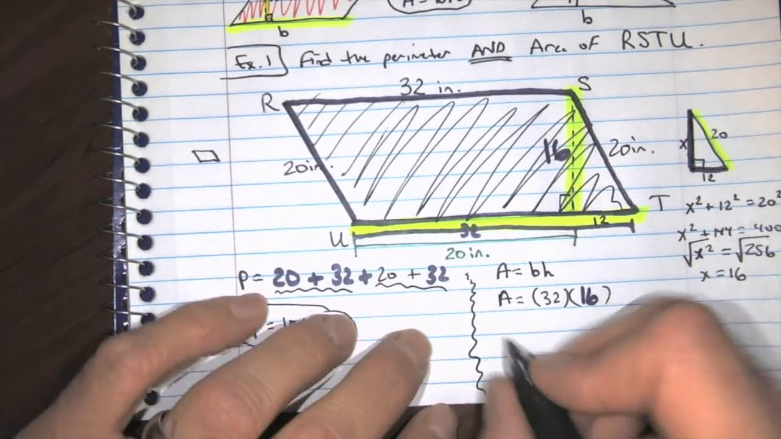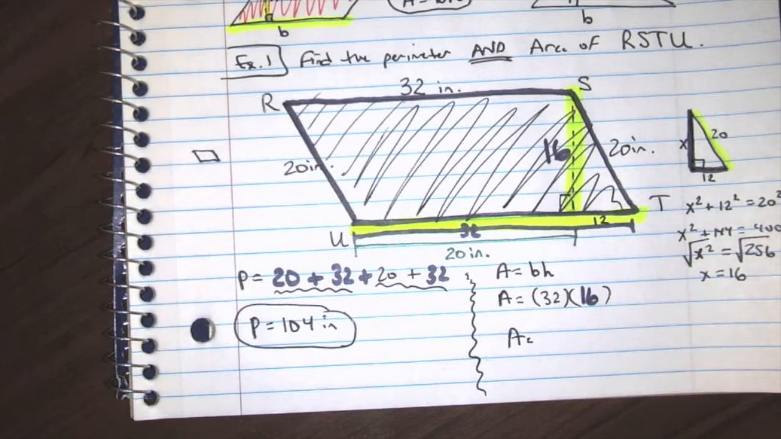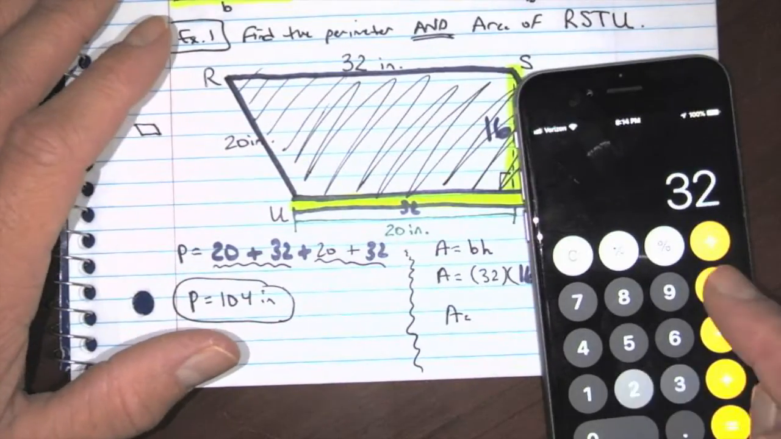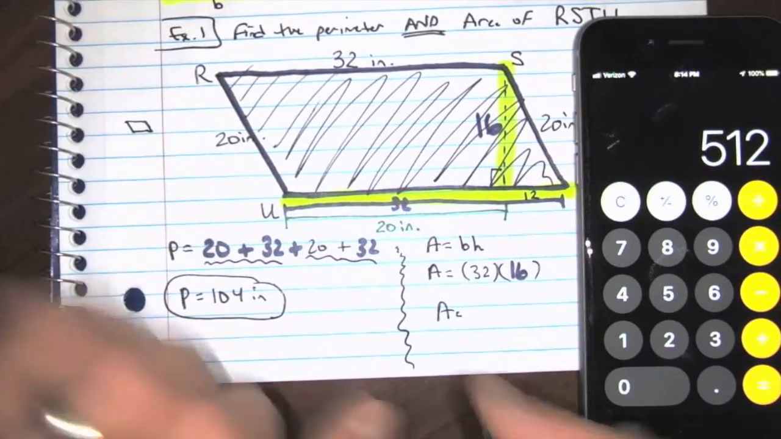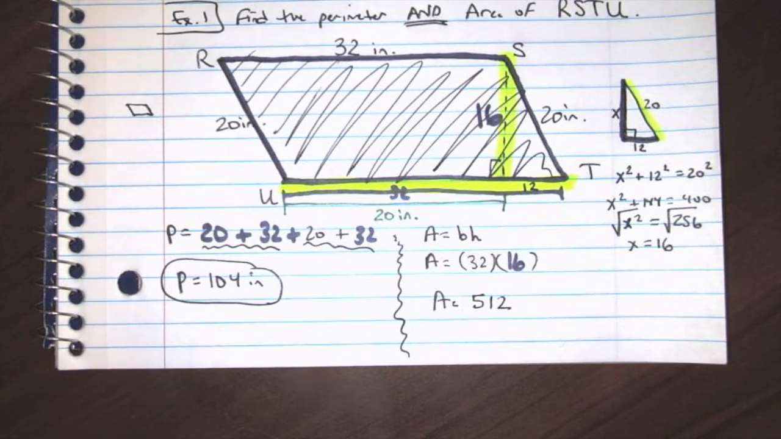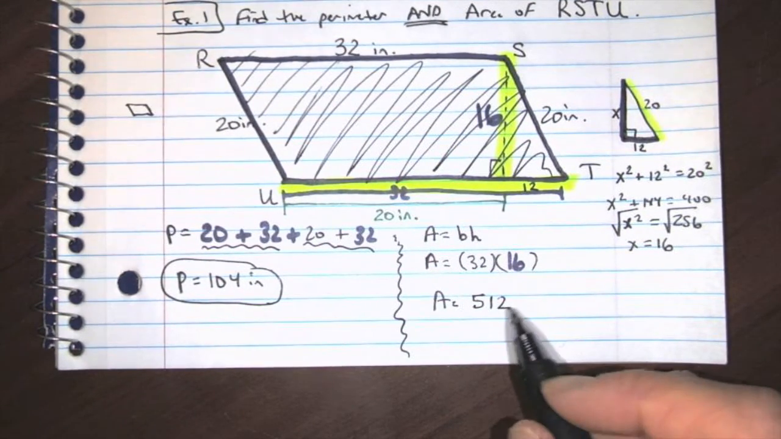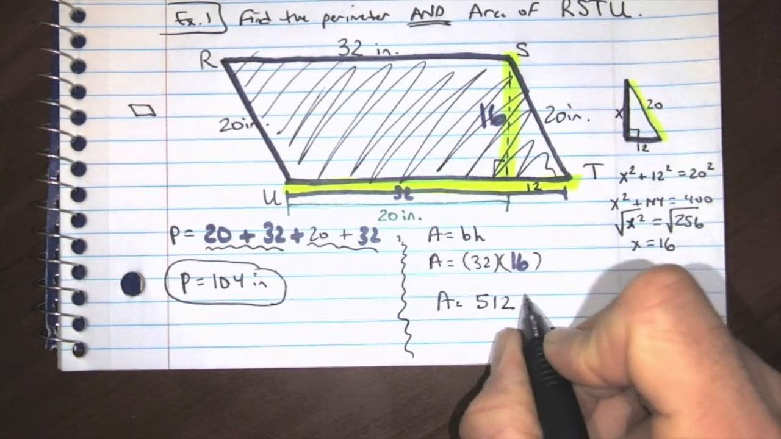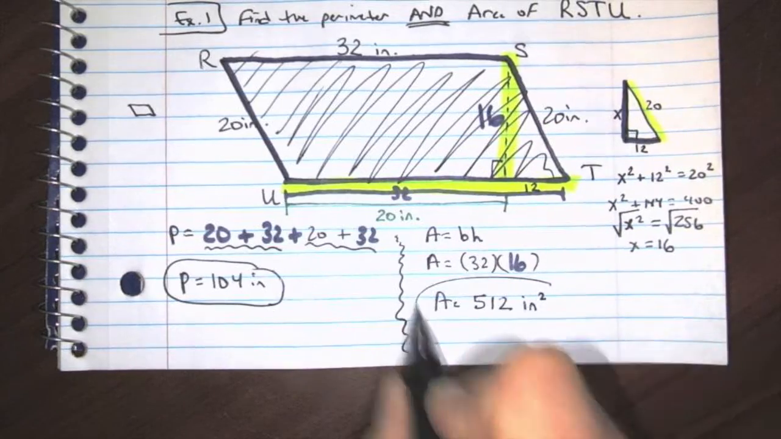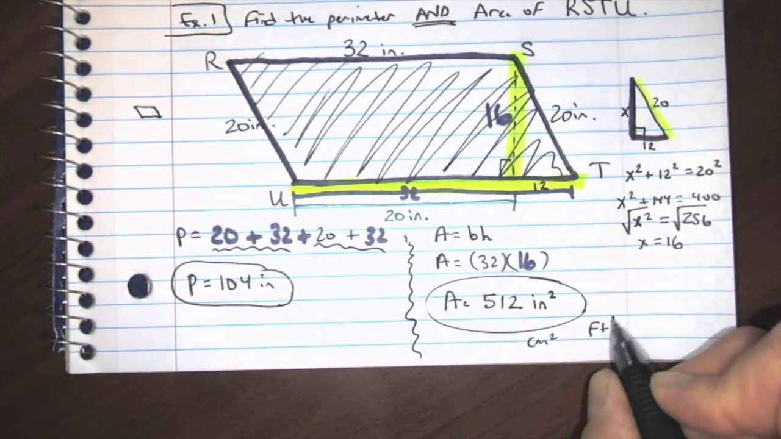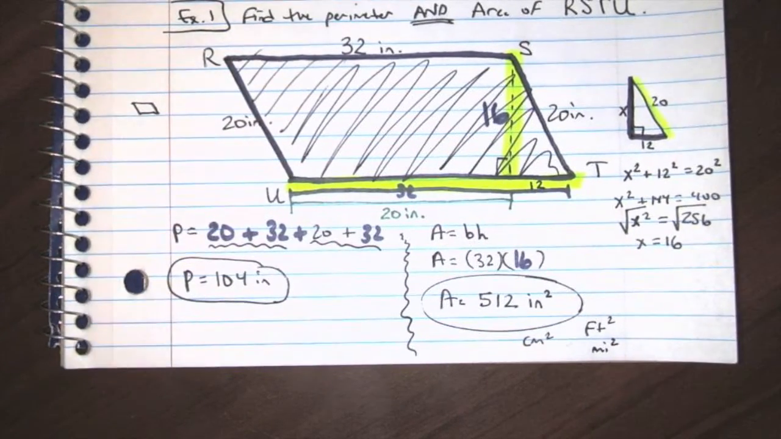And away we go, folks. Area equals 32 times 16. I got my calculator this time, folks. I didn't leave it in another room. 512. There's your answer. Please don't just circle that and move to the next problem. What's the label? Over here we got inches. With area, it's always going to be inches squared, or centimeters squared, or feet squared, or miles squared. Area is always square units.